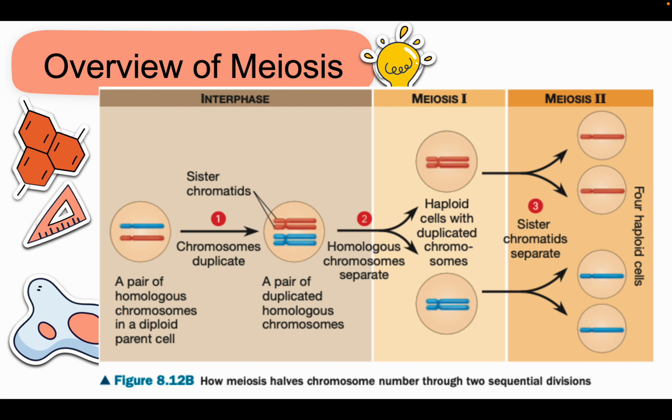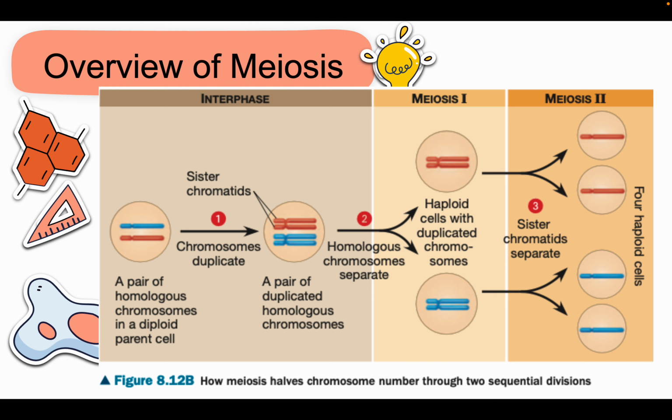Okay? So, during prophase 1 in meiosis 1. Meiosis 1 is the first division. It involves the separation of the homologous chromosomes. During prophase 1, homologous chromosomes pair up and may exchange genetic material in a process called crossing over. It introduces genetic diversity.